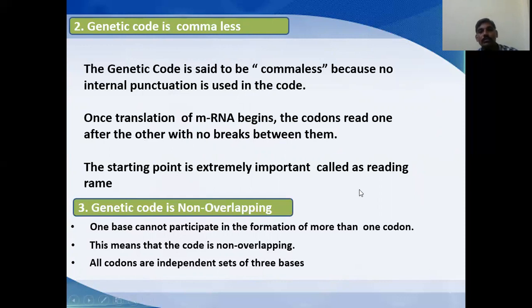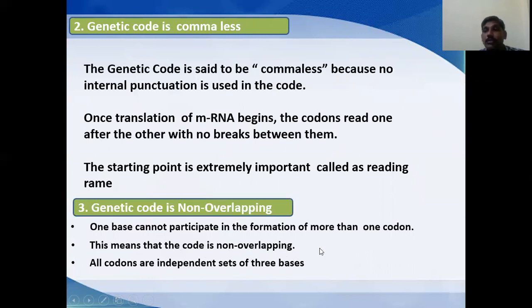The third one is that the genetic code is non-overlapping. Non-overlapping means one base cannot participate in the formation of more than one codon, because every codon has a group of 3 nucleotides, and every nitrogen base individually, independently participates in the recognition of an amino acid. This means that the code is non-overlapping. So all codons are independent sets of 3 bases.